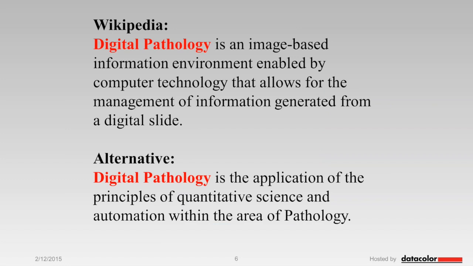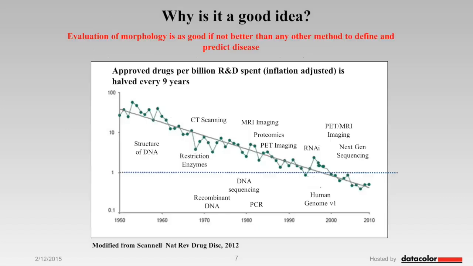Those are a lot of words, but to put it more crisply and shortly, it's the application of the principles of quantitative science and automation within the area of pathology. I think the key word here is quantitative. Historically, pathology has been a really subjective discipline, and by adding the quantitative element to it, there's a lot to gain. You might ask, why is it a good idea in the first place? Why not do pathology as it was done in the 20th and 19th century?